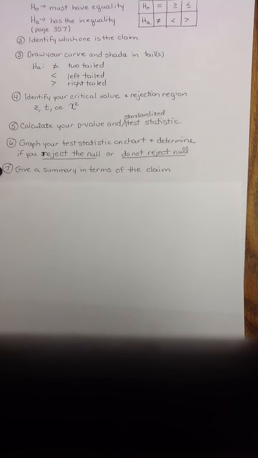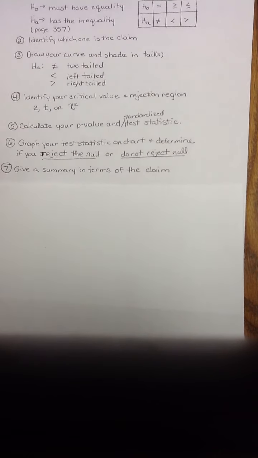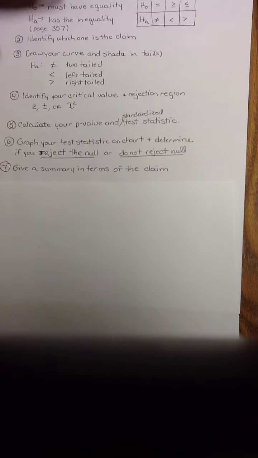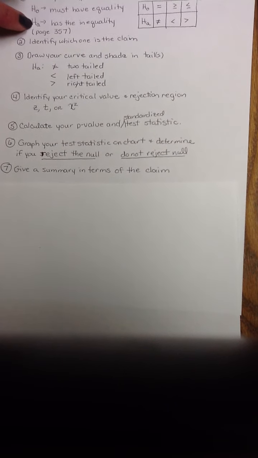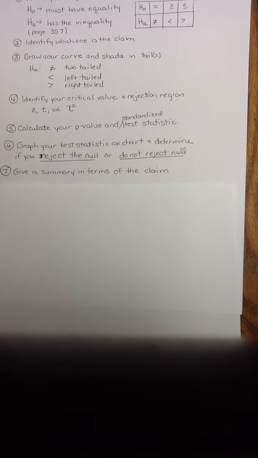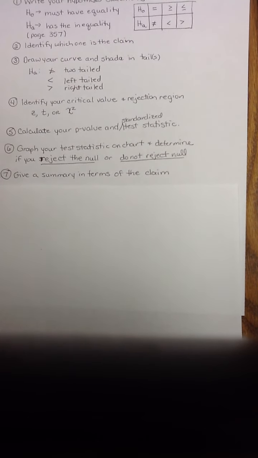And the last step, give a summary in terms of the claim, so that if you are rejecting the null, in other words, you're saying this statement, I'm not supporting that, that means I am going with this HA. If that's my claim, I support the claim. So always go back and make sure that you are giving your summary in terms of the claim that they stated at the very beginning.